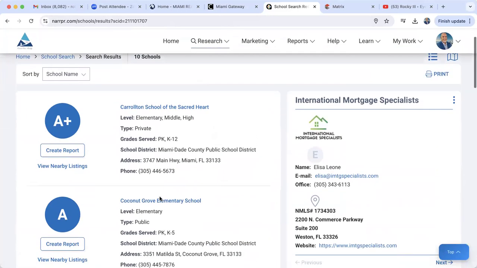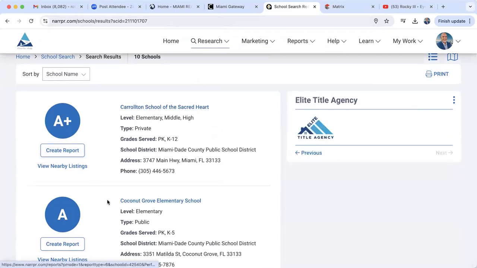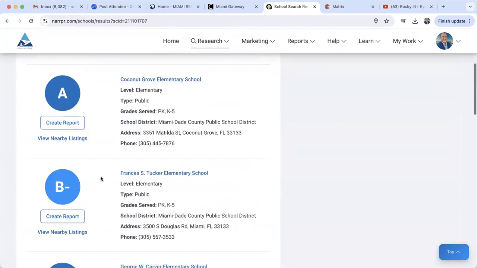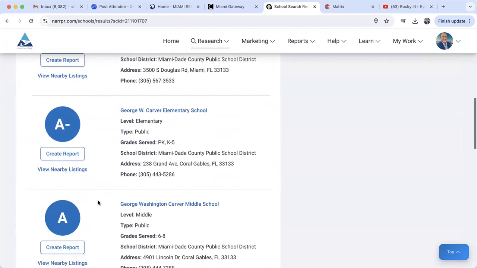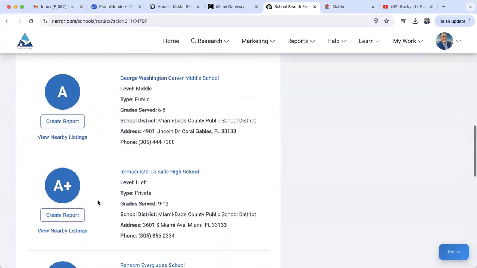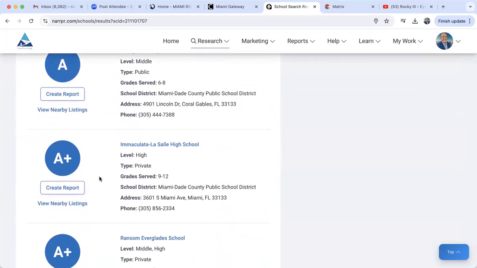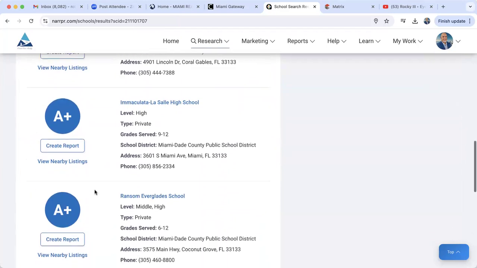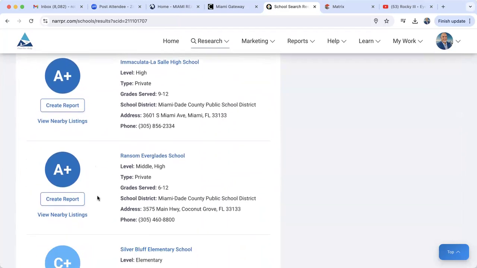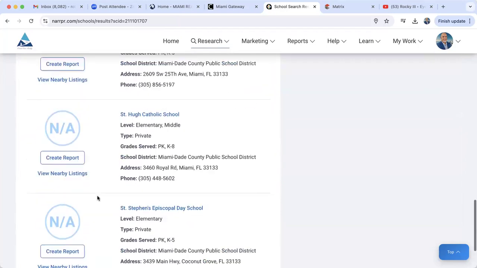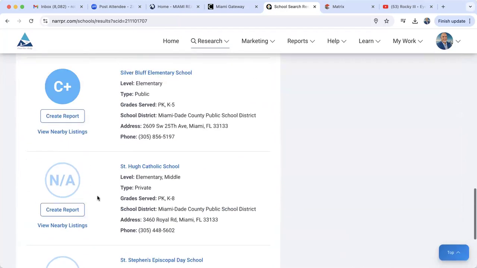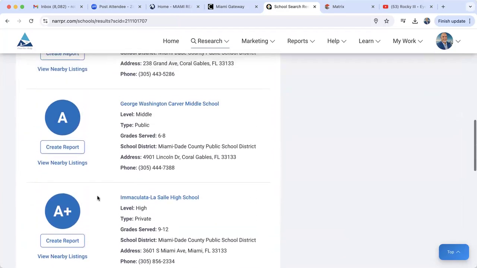You got all of these schools. This is a private school, Carrollton School of the Sacred Heart, A+. You got Coconut Grove Elementary, an A. You got Francis Tucker Elementary, a B-. George Carver Elementary School, an A-. George Carver Middle School, an A. All right, and then you have LaSalle High School. It's a private school, A+. Ransom Everglades, another private school. It is an A+. And then you got some other schools here. All right. So you're able to find more information.